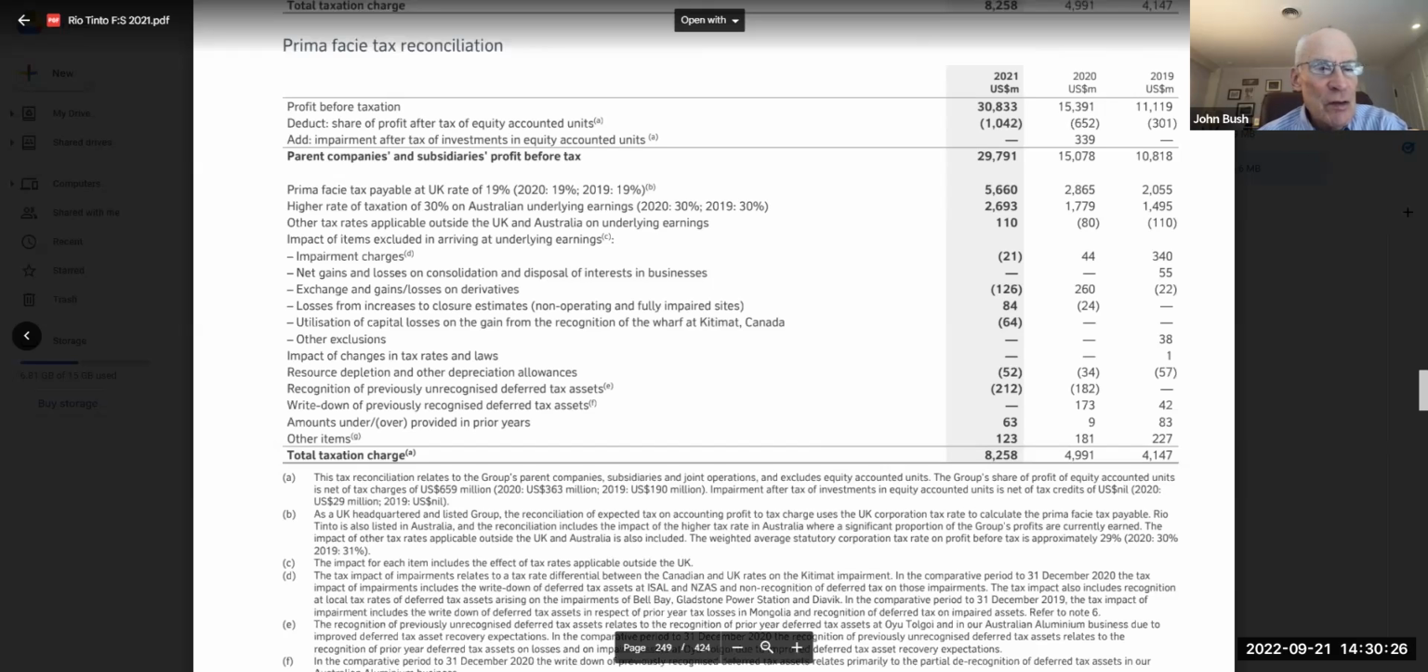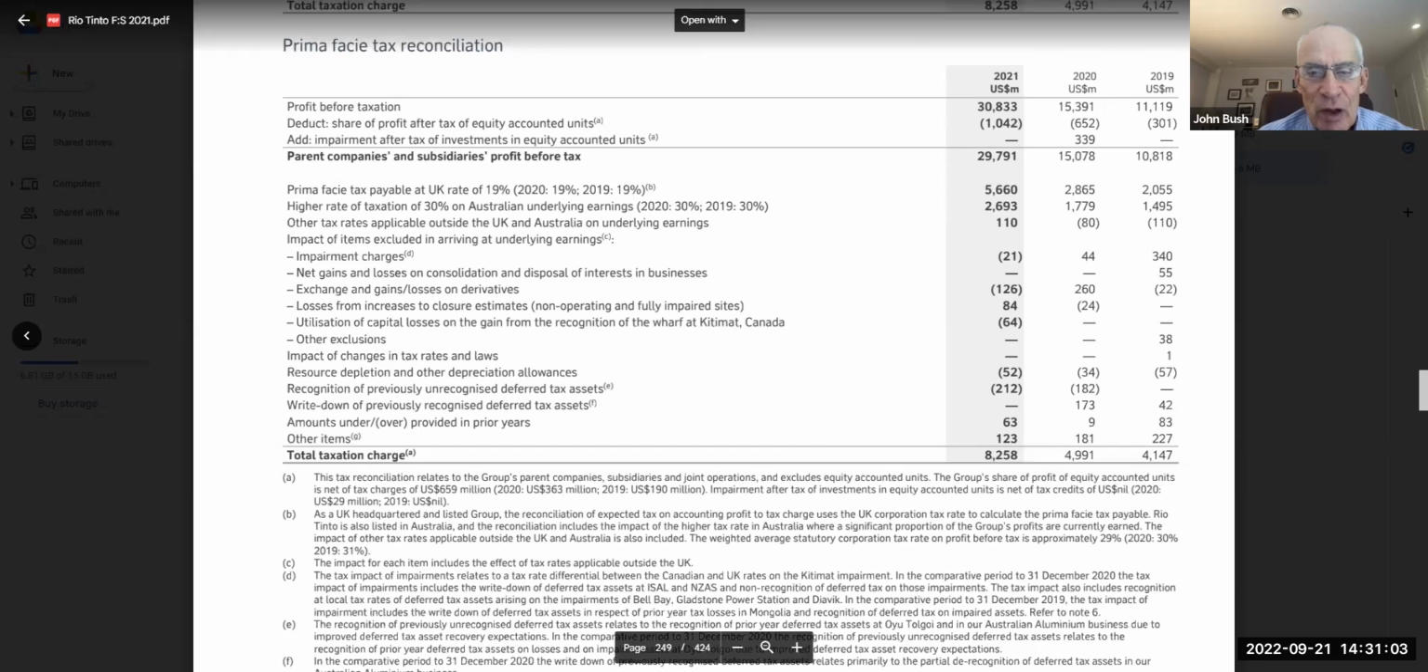And so the anticipated amount here is the top two lines there, which says prima facie tax payable at the UK tax rate. Why the UK tax rate? Because that's where Rio Tinto's incorporated. It's the parent jurisdiction. And then they provide a second line there in the Australian tax rate because they have a huge amount of operations in Australia. So they're saying, you know, if all we did was multiply our pre-tax income by the effective tax rates in those two jurisdictions, that's the amount of tax we would pay.